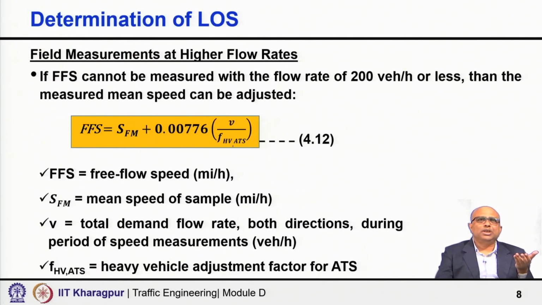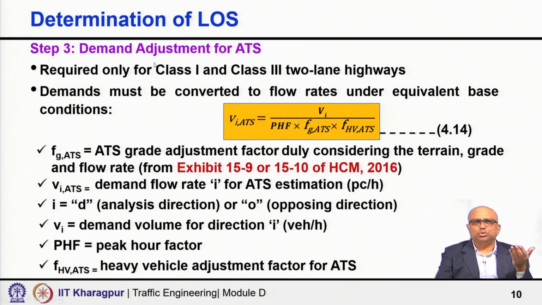So, step 3 relates to demand adjustment for ATS, and as I said, we require it only for class 1 and class 3. For class 2 we do not require it. Demand must be converted to flow rates under equivalent base conditions. So, what are the corrections we need to apply?